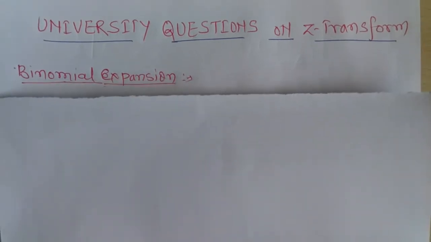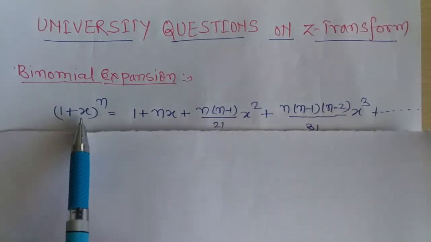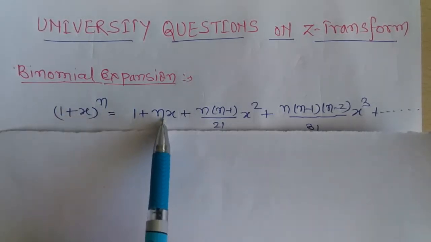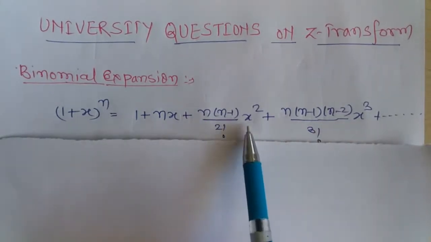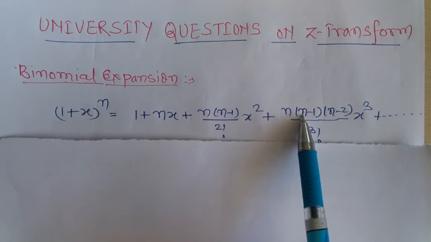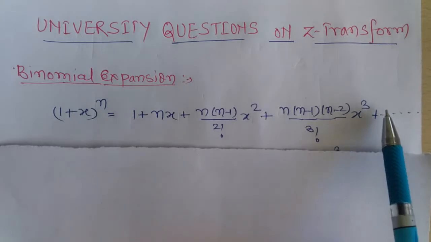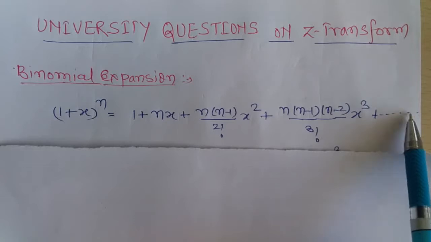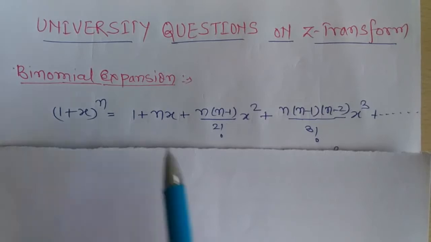As we know, the binomial expansion of (1 + x)^n is 1 + nx + n(n-1)/2! x^2 + n(n-1)(n-2)/3! x^3 + n(n-1)(n-2)(n-3)/4! x^4 and so on. So this we already know, and this is known as binomial expansion.